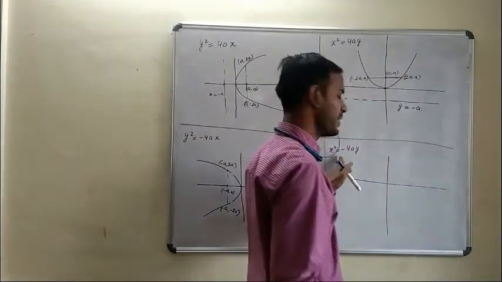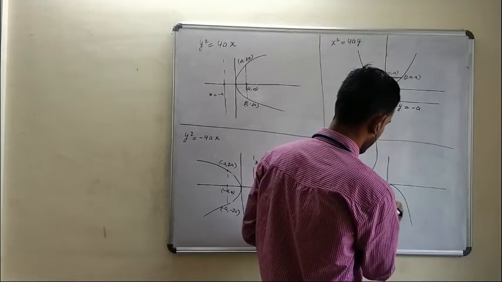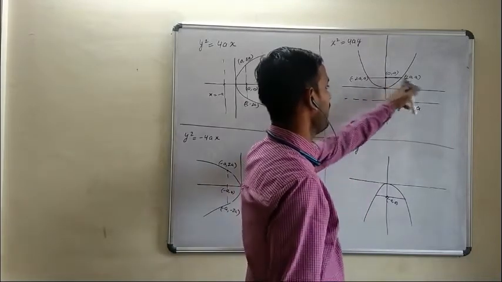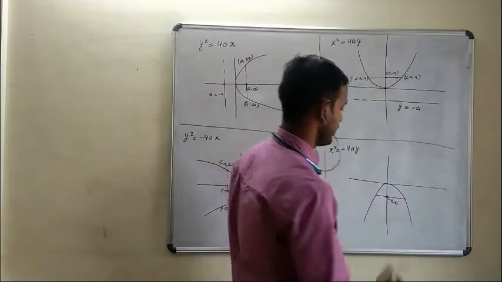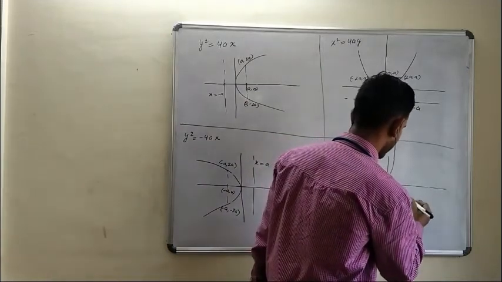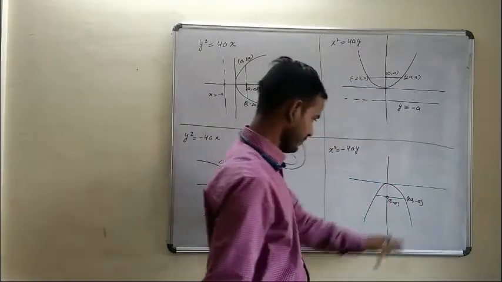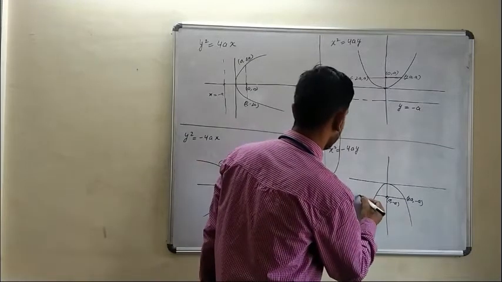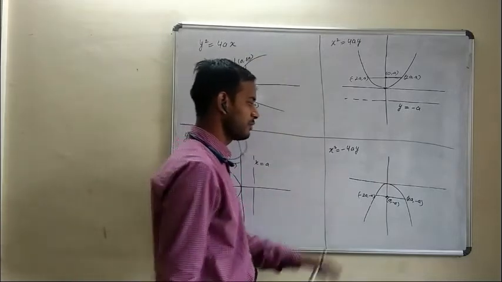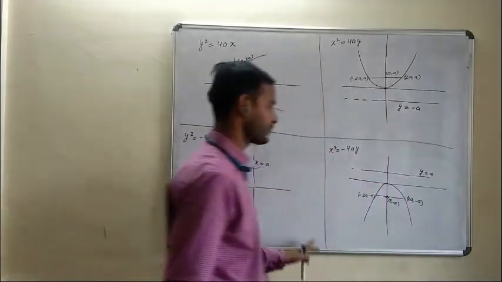It would be a downward opening graph with its focus at (0, minus a), and the extremities of latus rectum will be (2a, minus a) and (minus 2a, minus a). The equation of the directrix in this case will be y is equal to a. Fine.